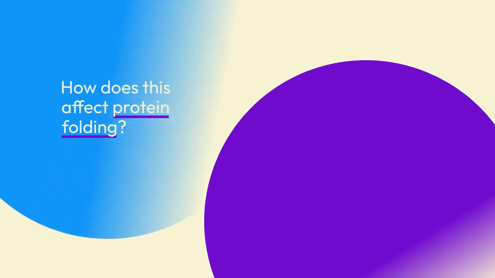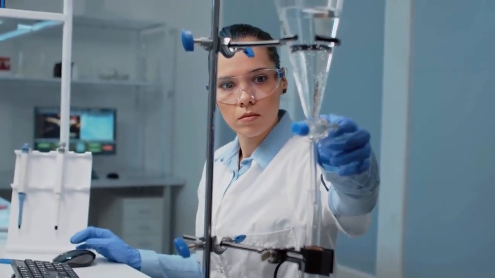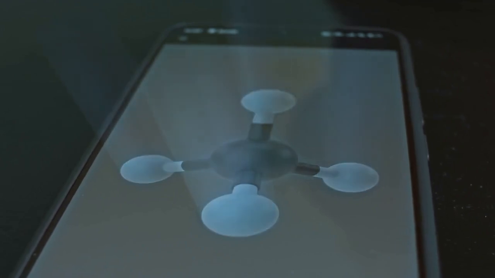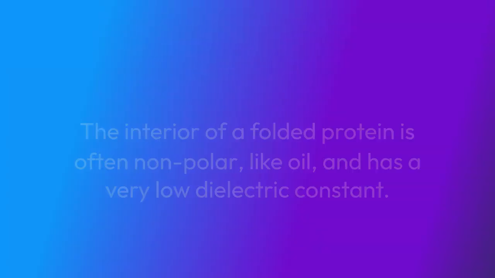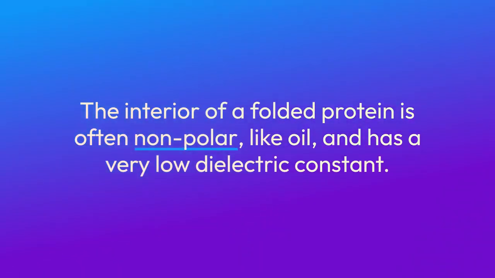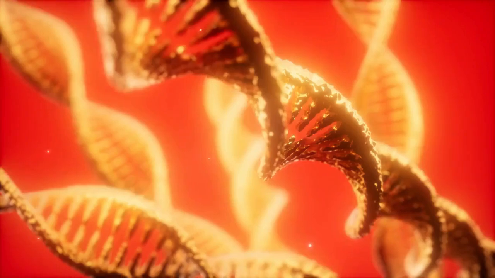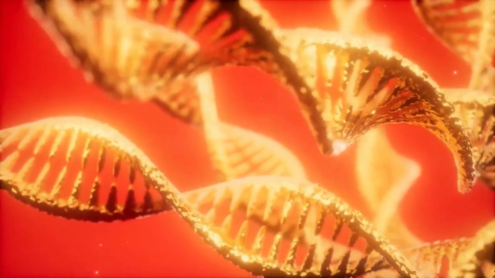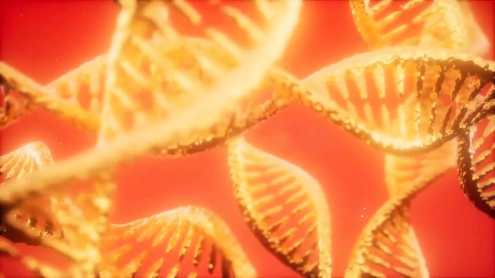Second, this affects protein folding. Proteins are long chains of amino acids that need to fold into specific 3D shapes to function. This folding is guided by the attraction and repulsion between charged parts of the protein. In water, these forces are softened, allowing the protein chain to move and explore different configurations until it finds its stable, correct shape. Interestingly, the interior of a folded protein is often nonpolar, like oil, and has a very low dielectric constant. This means if a positive and a negative charge end up inside the protein, they form a very strong bond called a salt bridge, which helps lock the structure in place.